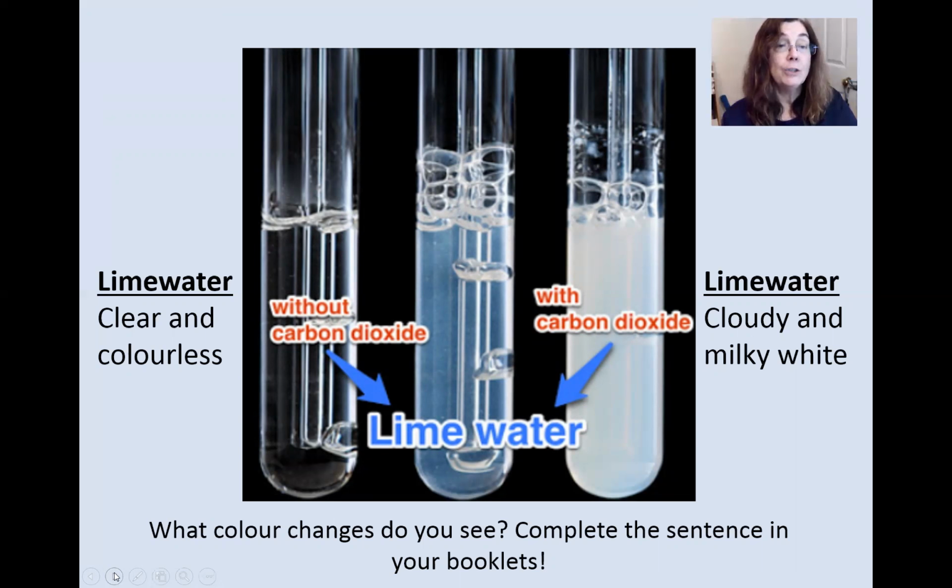In the final test tube on the right hand side, we can see that the lime water is now cloudy. It's a cloudy milky white, and the cloudiness is very fine particles of solid, and we call that a precipitate. So what colour changes do you see? You see it going from clear and colourless to cloudy and milky white. And in your booklets I did ask you to complete a picture that I put in there, but if you could do that now for me, that would be fantastic.